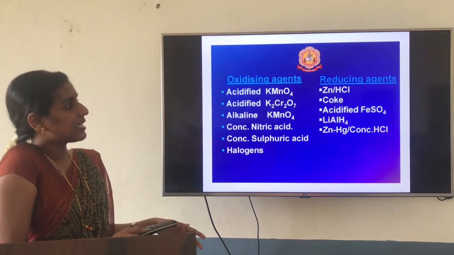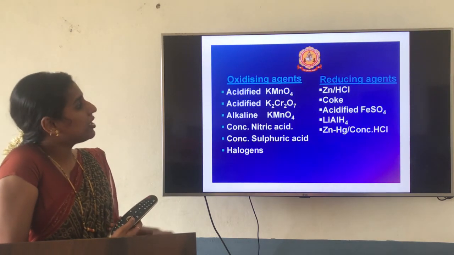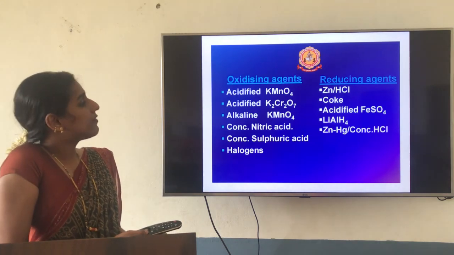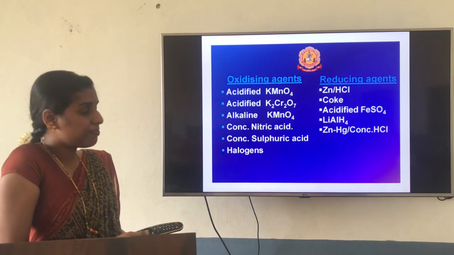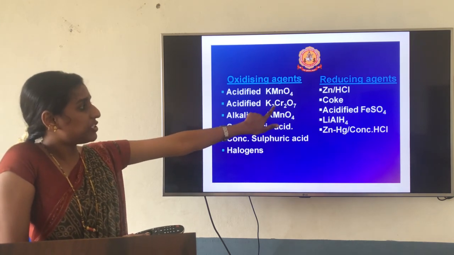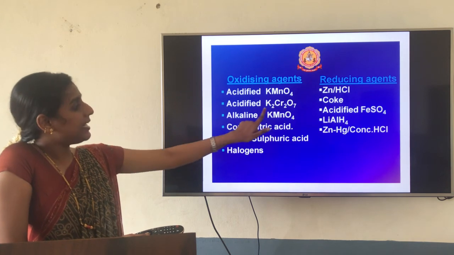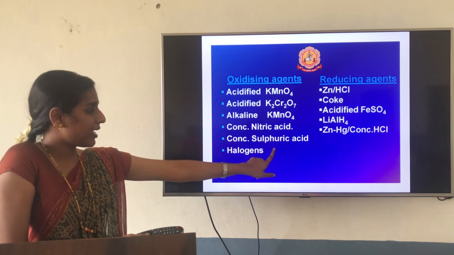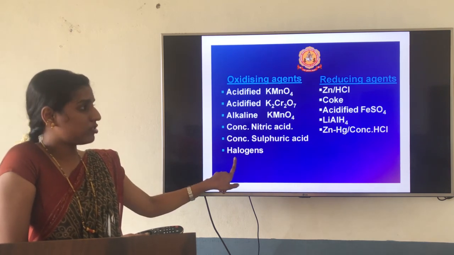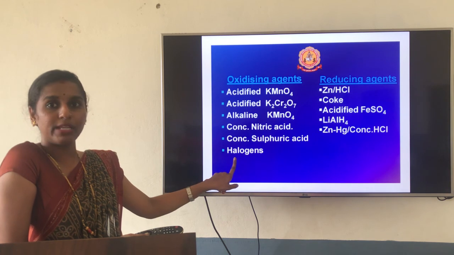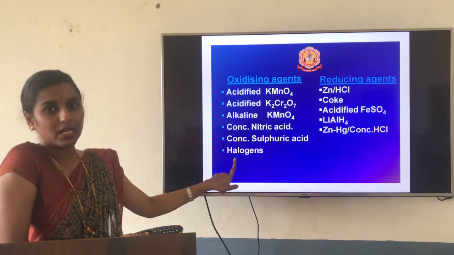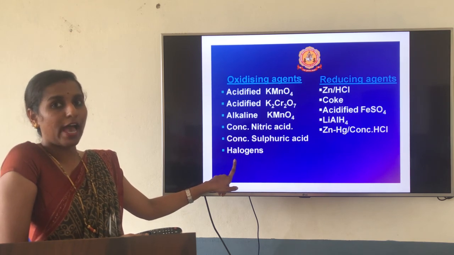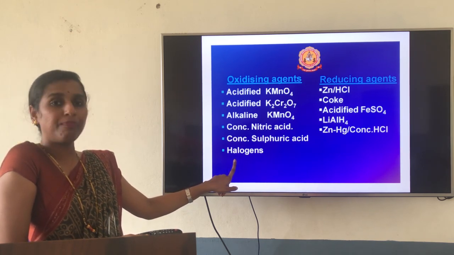Now these are some oxidizing agents as well as reducing agents. Here the best oxidizing agents which are used in industries are acidified KMnO4, potassium permanganate, acidified potassium dichromate, alkaline potassium permanganate, concentrated nitric acid, concentrated sulfuric acid, H2SO4, and halogens. Halogens in the sense fluorine, chlorine, bromine, iodine. Halogens you should learn properly. You should remember the halogens. Which in all halogens are present?